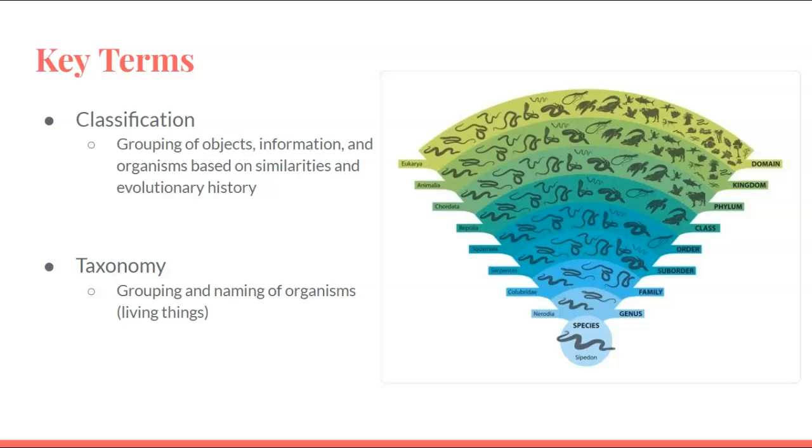You may have heard of taxonomy, you may have heard of classification before, but let's set some ground rules on what our definitions are going to be for these two terms. So when we are talking about classification, we're going to be talking about how we group objects, information, organisms specifically, that's what we're going to focus on in biology, based on similarities and evolutionary history, so how they have evolved over the years. Taxonomy is just this idea of grouping and naming organisms, any sort of living thing. So you can classify anything, right? You could classify the types of chairs. But taxonomy is specifically the classification of living things. So it's just a bit more specific.